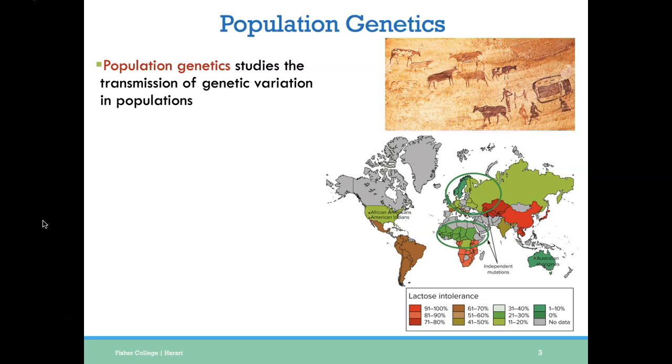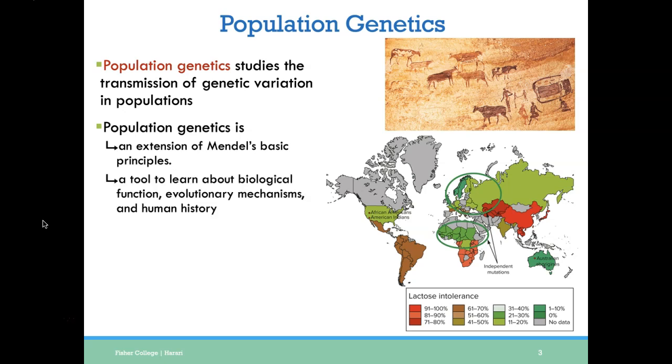So population genetics studies the transmission of genetic variation in populations. And this whole class, we've spoken a lot about Mendel's laws and Mendel's principles, which tell us how genetic variation takes place. But what population genetics is going to talk about is how these different genetic variants get transmitted in populations. How do these different alleles from crossing over get transmitted in an actual gene pool?